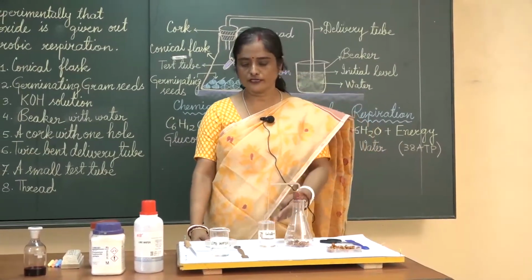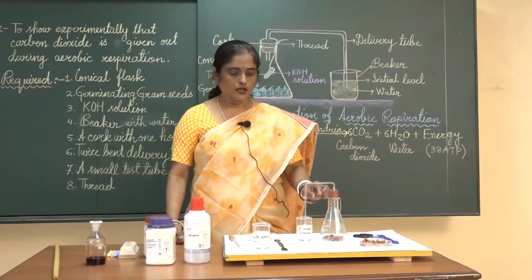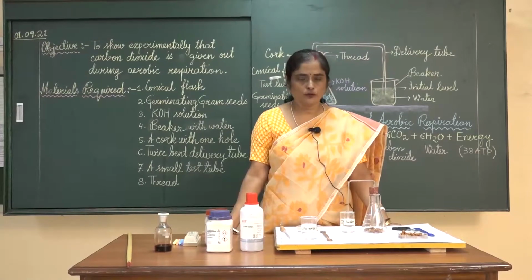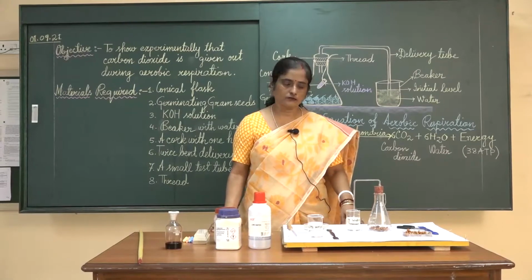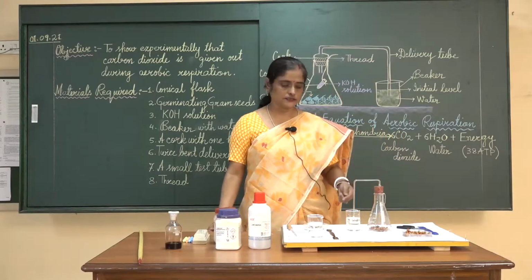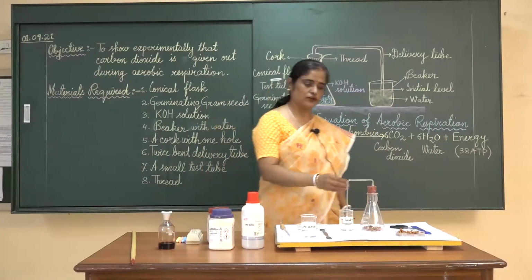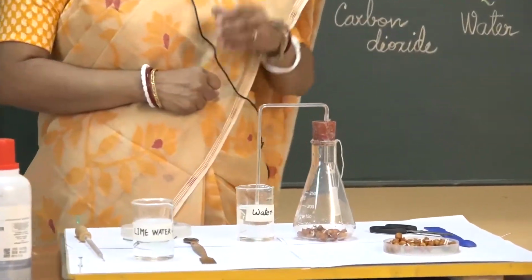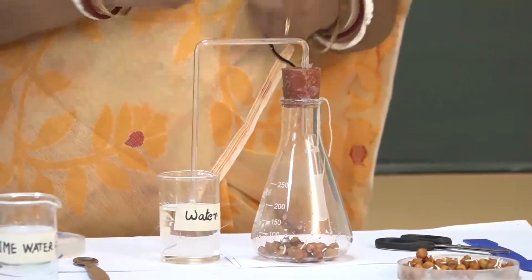After 2 hours, we find the level of water rises in the delivery tube. What is the reason? The germinating seeds are respiring and absorbing oxygen from the air, and they release carbon dioxide. But due to the presence of KOH in the small test tube, the carbon dioxide released by the seeds is absorbed by KOH. So, as a result, a vacuum is created inside the conical flask and due to suction pressure, the water level rises in the delivery tube.